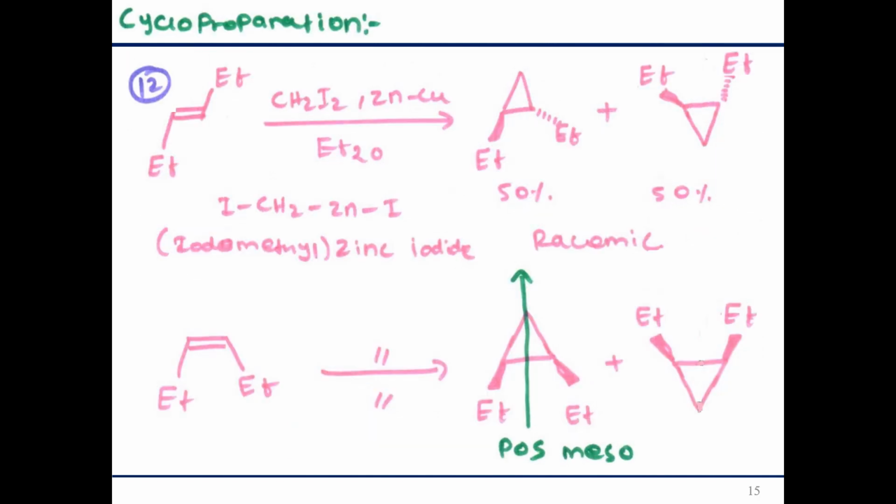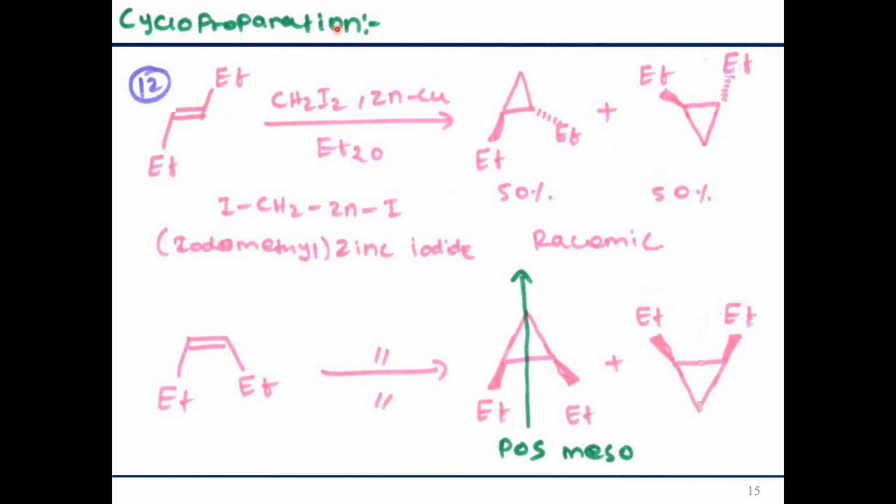The next reaction is the cyclopropanation reaction. This reaction is the Simmons-Smith reaction. This trans alkene molecule reacts with methylene iodide in the presence of zinc-copper in ether solvent to give the corresponding 2 stereoisomers that are racemic.